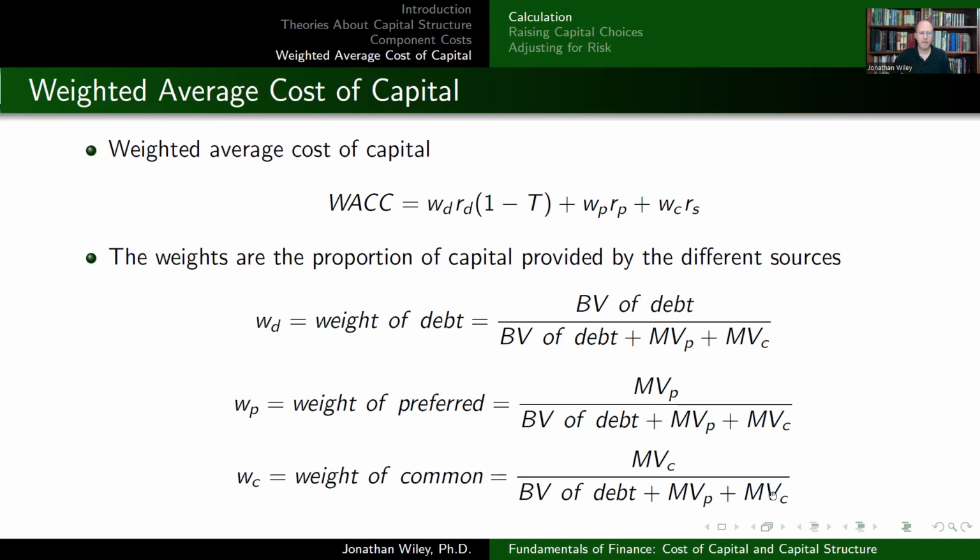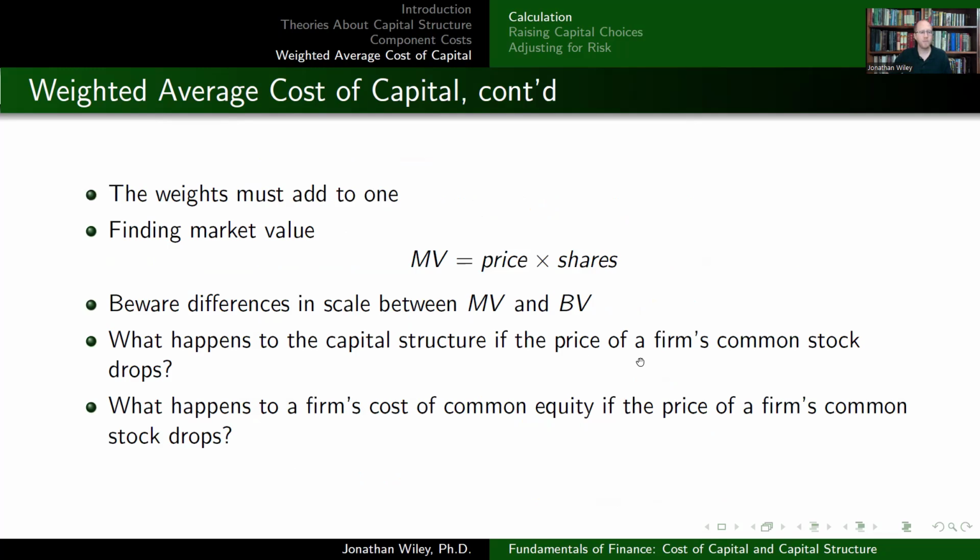Now it's also going to affect the denominator as well, but that's not the only factor in the denominator. So the numerator is going to shrink proportionally by a larger amount than the denominator, which basically means my weight of common collapses, right? If I'm looking at my weights of the different types of capital and I have a big drop in the price of a firm's common stock, my weight of capital shrinks.